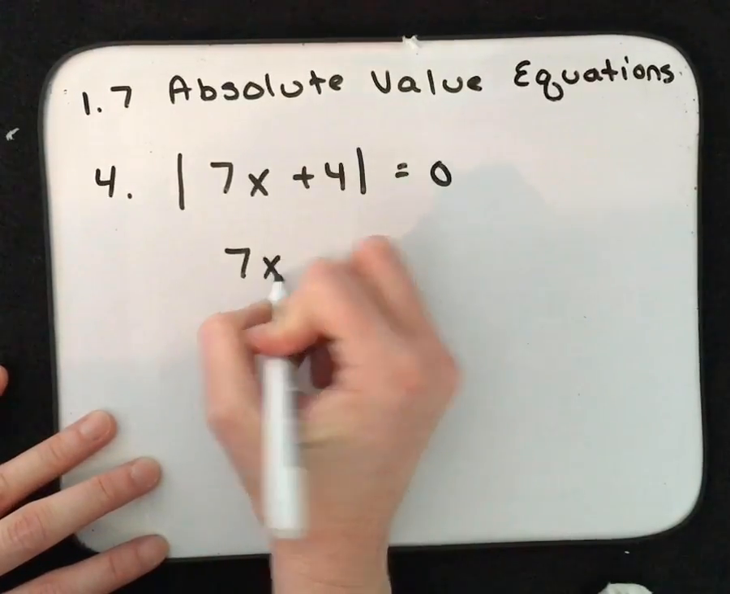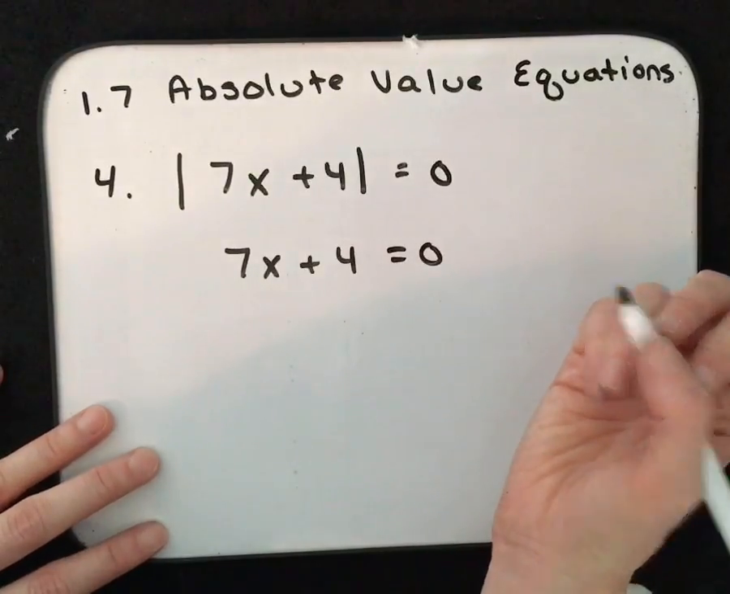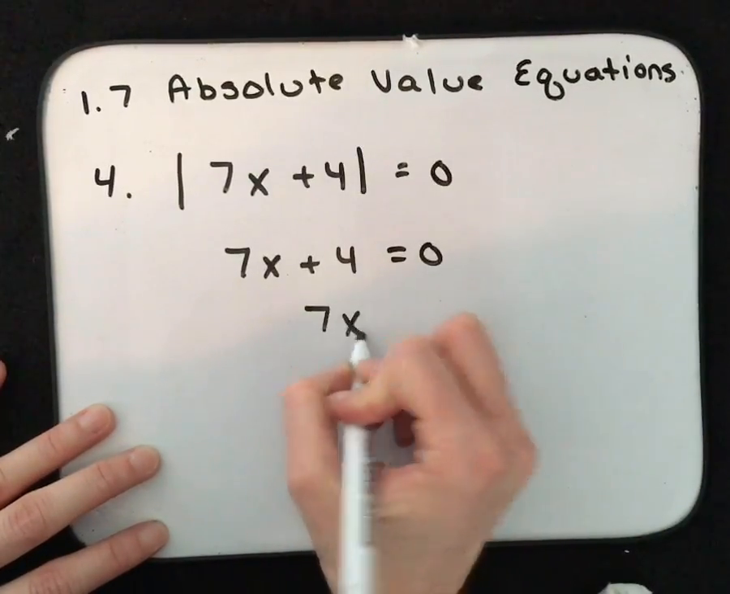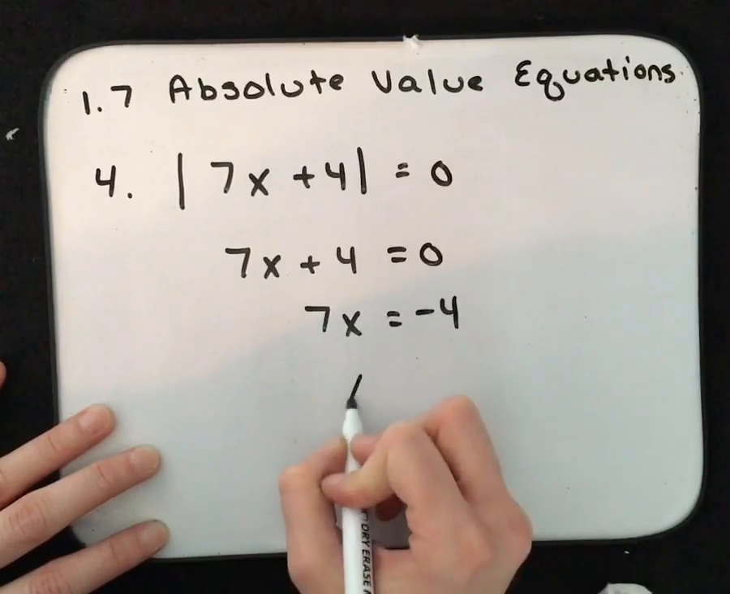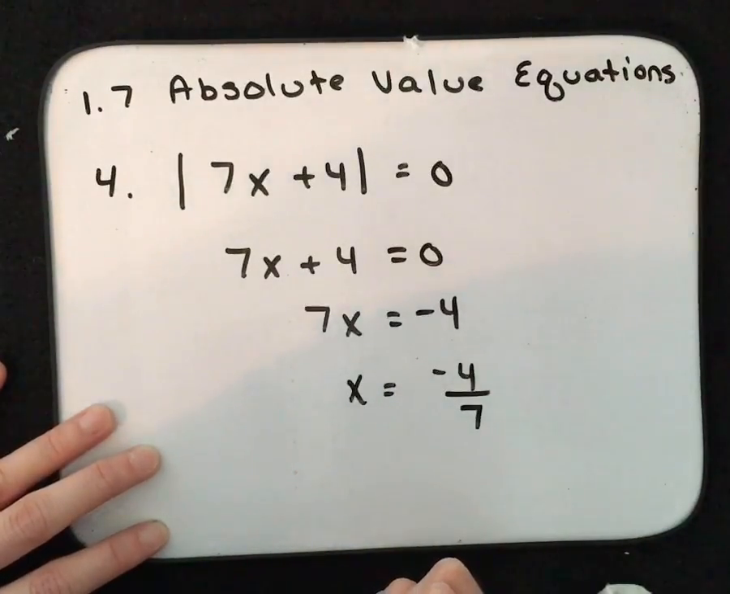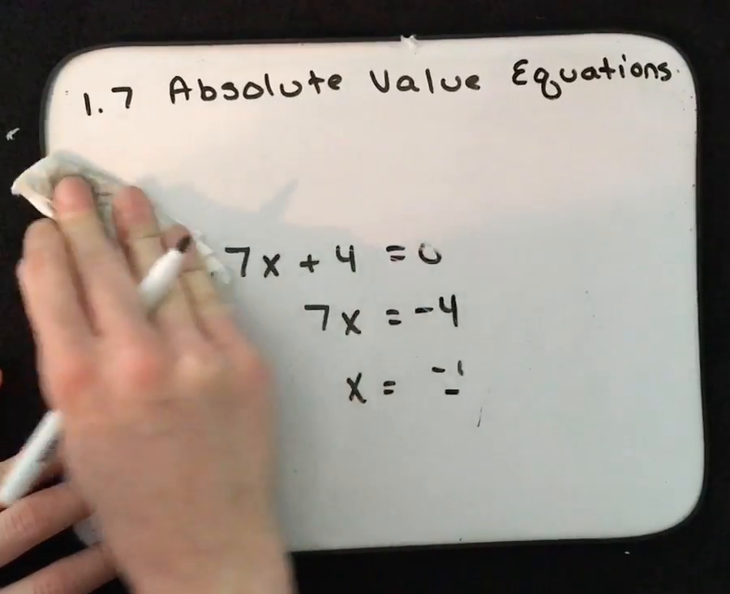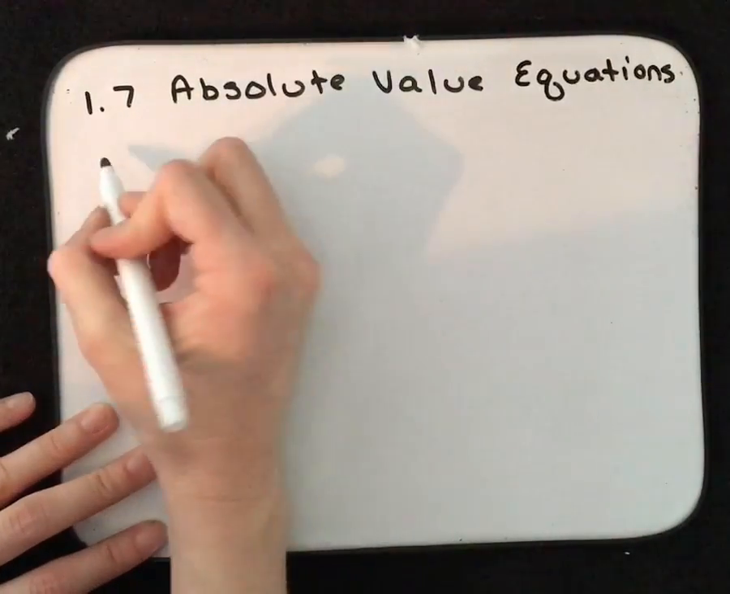So we have 7x plus 4 equals 0 as the only equation to solve. Subtracting our 4 from both sides, dividing by 7, we get x equals negative 7/4. Let's try again. Number 5.